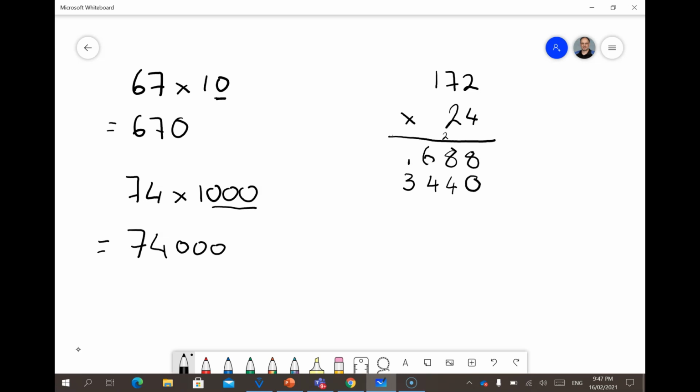And to finish this off, I'm now going to turn this into an addition equation. So again, I'm going to draw another line to indicate that the answer of this addition is going to be underneath.